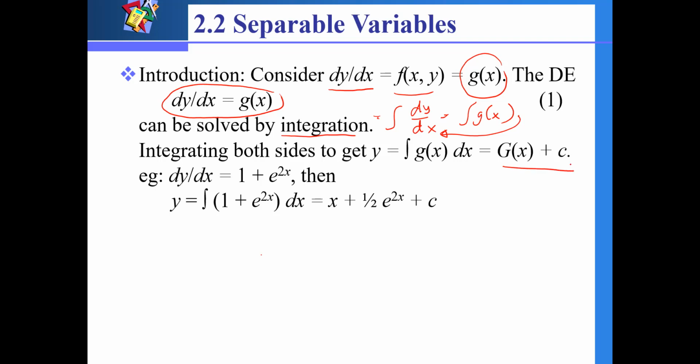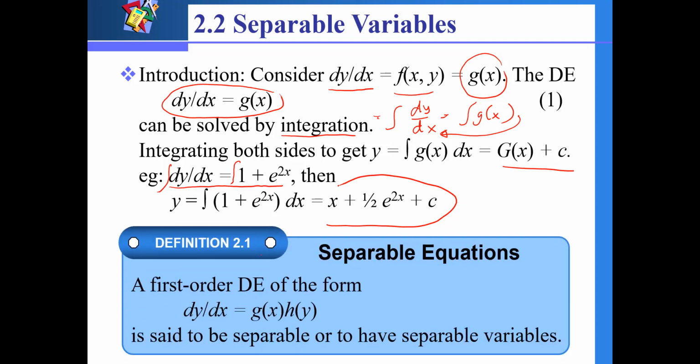So for example, we have this equation dy/dx is equal to 1 plus e to the power 2x. Then we integrate both terms, this one and this other one. So we can get these solutions: x plus a half e to the power 2x plus c.